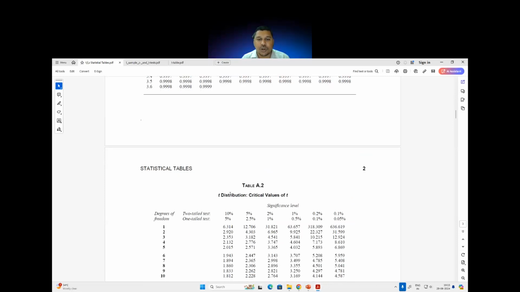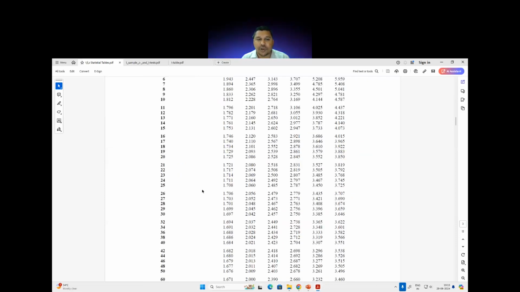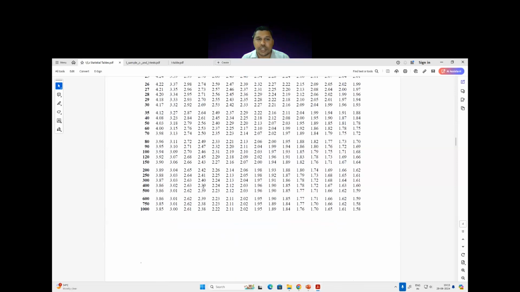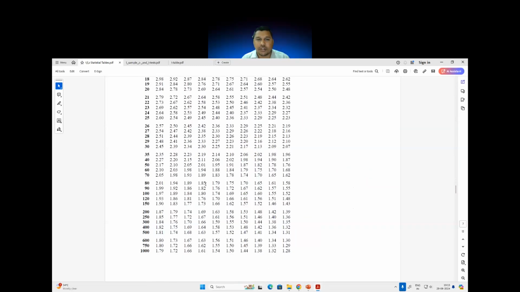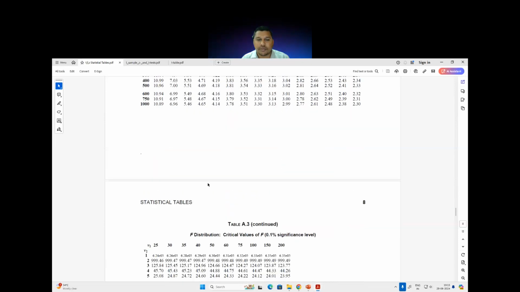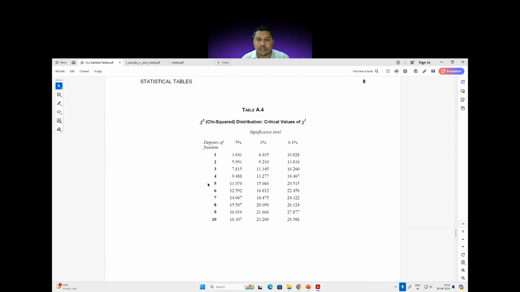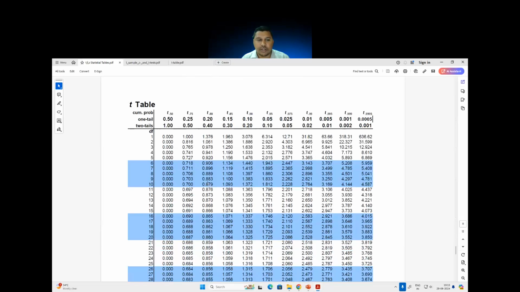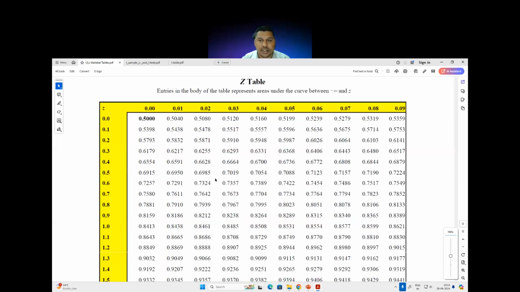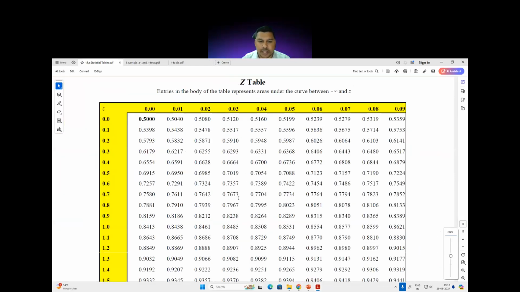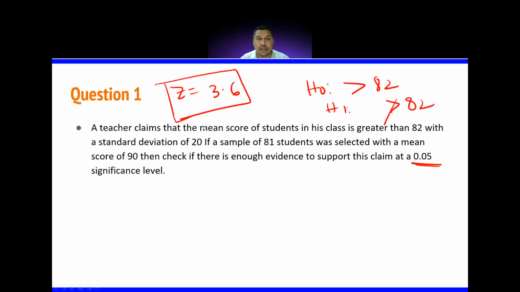So you see, this is the T table. This is for T. This is for F. This is also for F. This is the Z table. Yes, we got this Z table. I'm zooming it nicely. Yeah, this should be visible for you. Now, how do we use this Z table for this problem here?